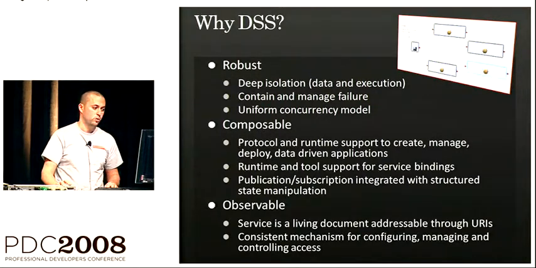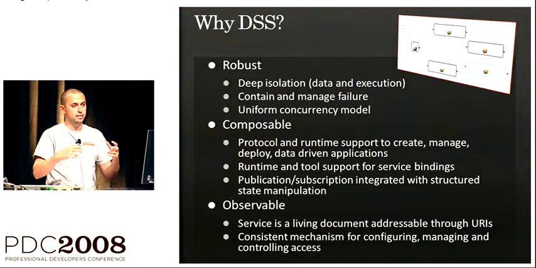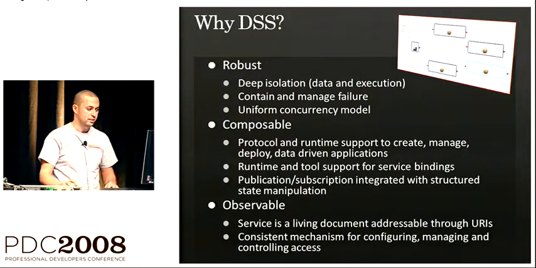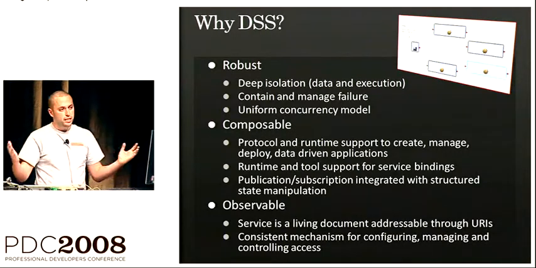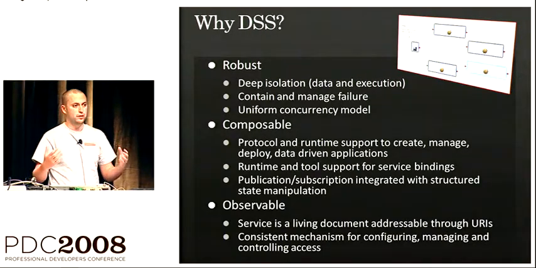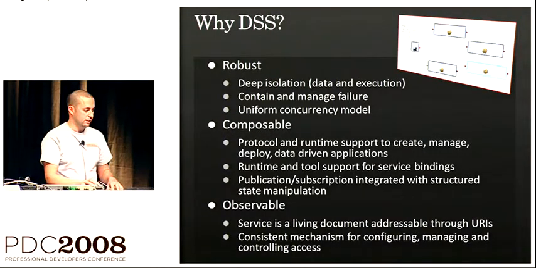The second thing you want, of course, is composability. Composability falls out of isolation and a good mechanism to find things, to manage things, and to deploy things. The other thing we did is we put publication subscription, which is a very common pattern, and it's now embedded in any little component that you write in DSS.